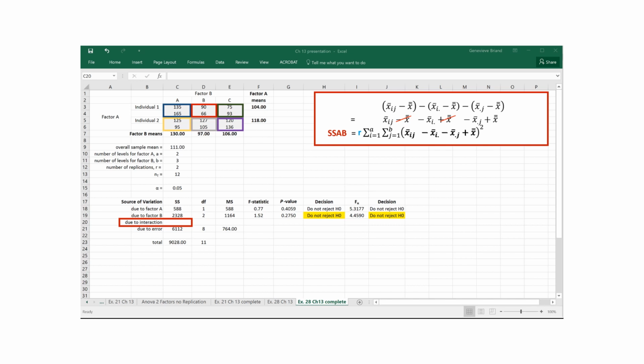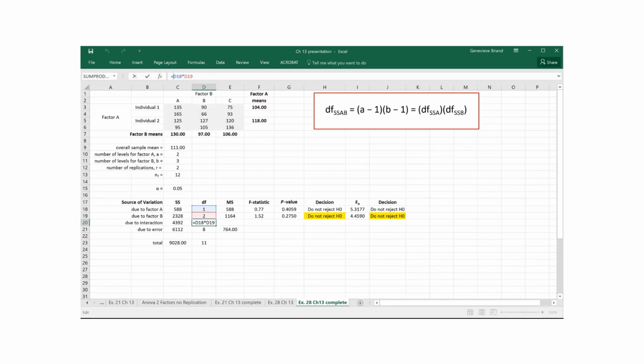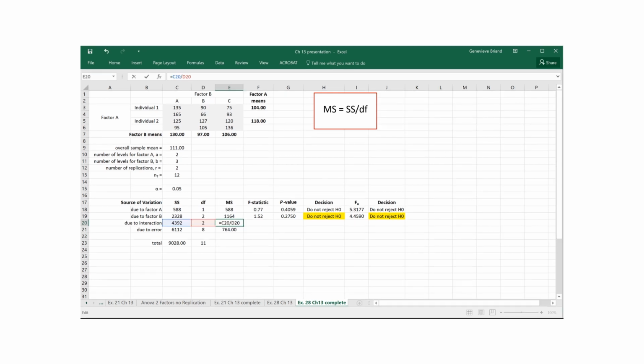Sum of squared deviations of the group means from the overall mean explained only by the interaction of factor A and factor B. Here the equation for the sum of squares for interaction is entered in Excel. The degrees of freedom for the interaction term is degrees of freedom for factor A times degrees of freedom for factor B. Mean square due to interaction is sum of squares divided by degrees of freedom.